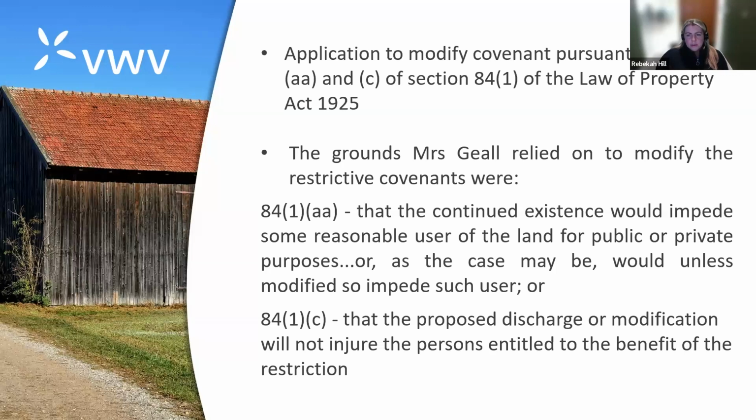The grounds Mrs. G relied on to modify the restrictive covenants were 84(1)AA, that the continued existence would impede some reasonable user of the land for public or private purposes, or as the case may be, would unless modified so impede such user, and 84(1)C, that the proposed discharge or modification will not injure the persons entitled to the benefit of the restriction. Next slide, please.